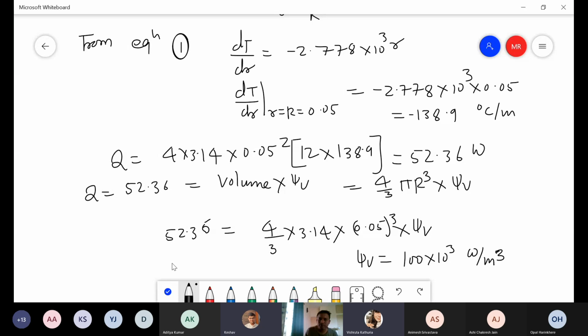Sir, okay. I think that it will be different for different r because it is heat generation per unit volume. Yes. So the heat should be... I'm not saying same. No, I'm not saying no. I'm saying I agree with you. I am saying yes.